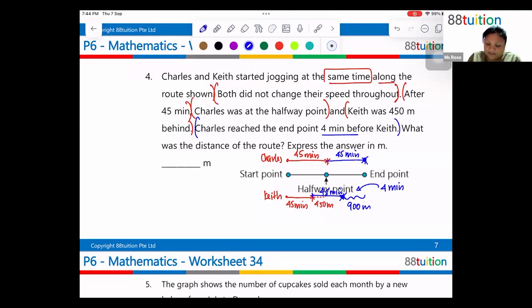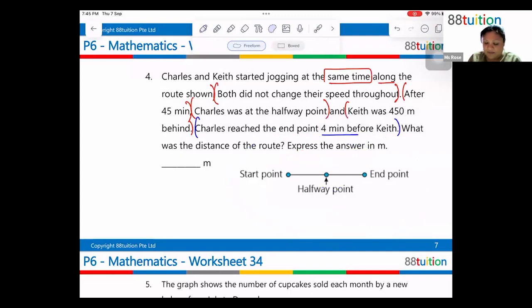Now, I'm gonna just explain this one more time. So we have Charles here. When Charles covered 45 minutes, he is at the halfway mark. Whereas where is Keith? Keith would be at this point here. So when Charles is here, Keith is here, which is 450 meters from the halfway point.